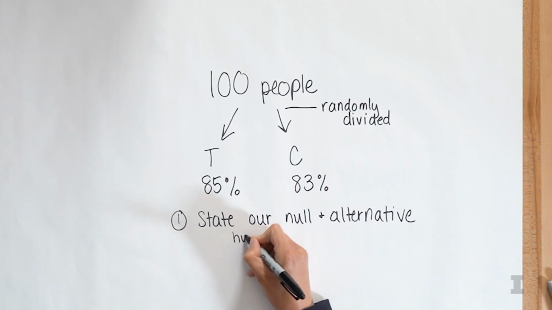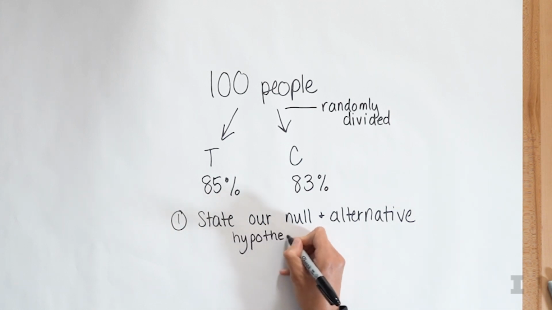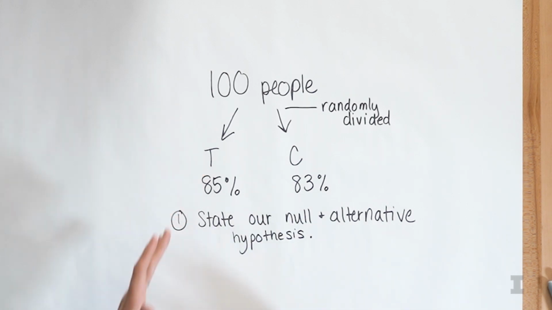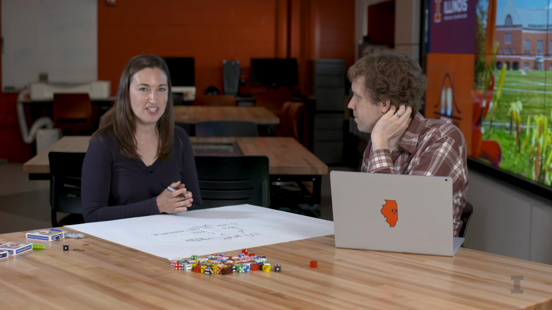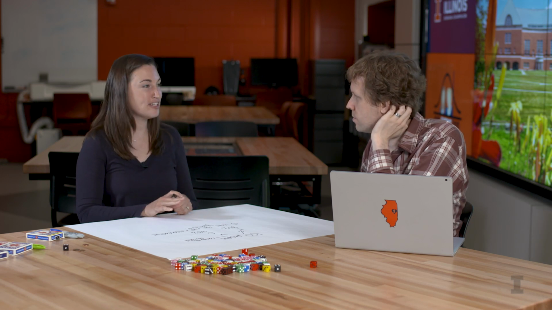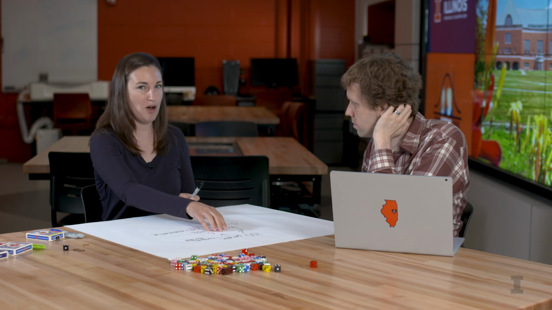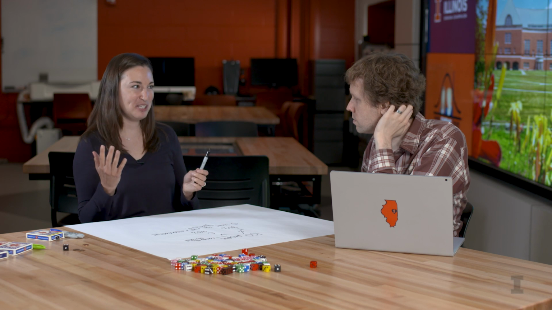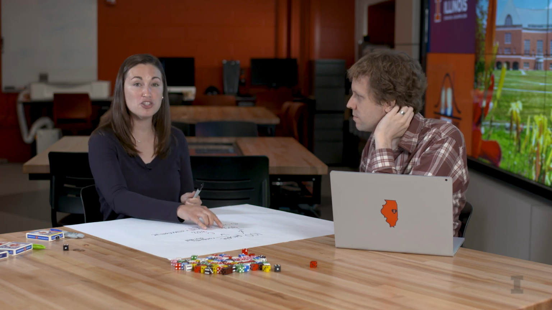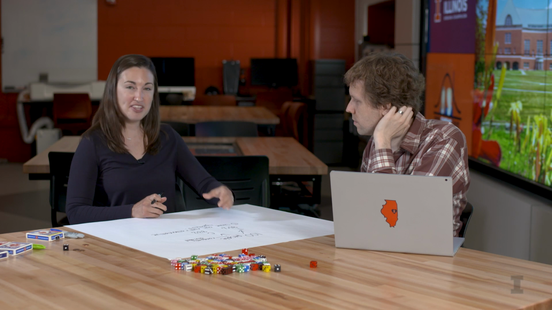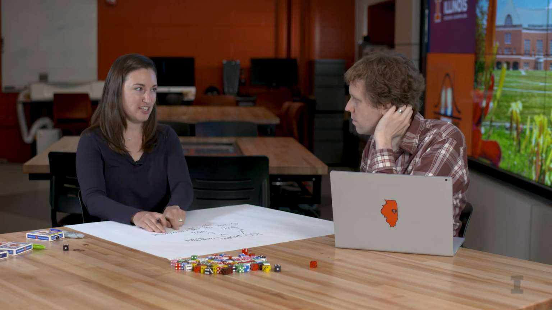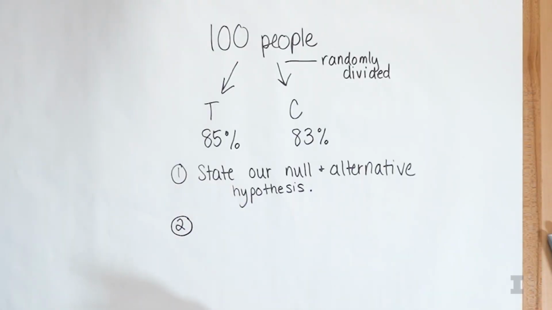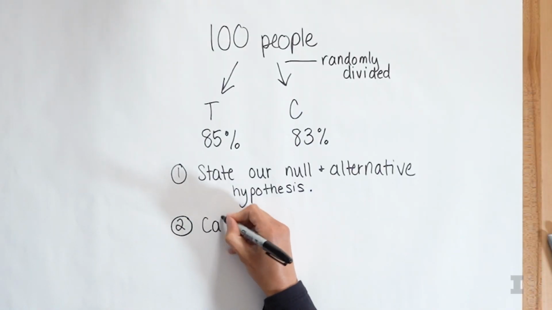State our null and alternative hypothesis. This just tells us what we are testing. In the case of the drug example, I always like to think of the null hypothesis as the dull, boring hypothesis of no effect. The null hypothesis would be that the drug did not work. This difference is just due to chance. The alternative hypothesis is basically what we're trying to test, that the drug worked. We're saying, no, this difference is too big to be due to random chance. And then at the end of the test, we say which is more likely, the null or the alternative.